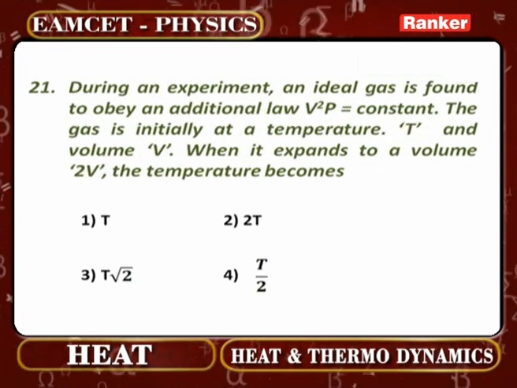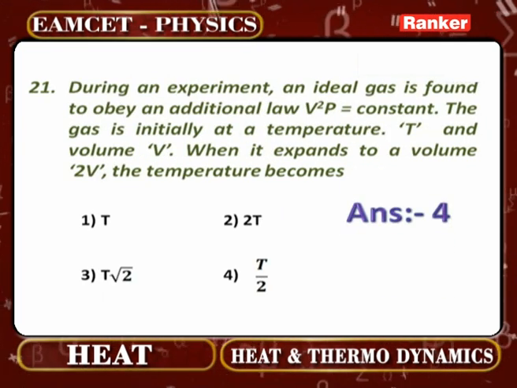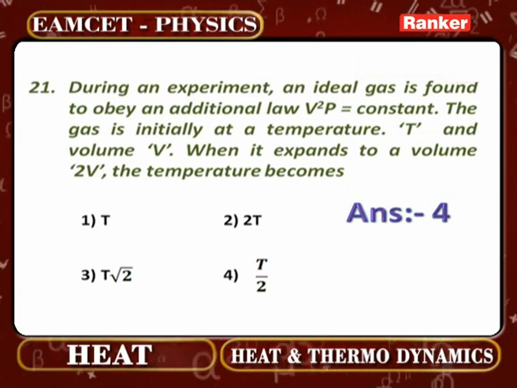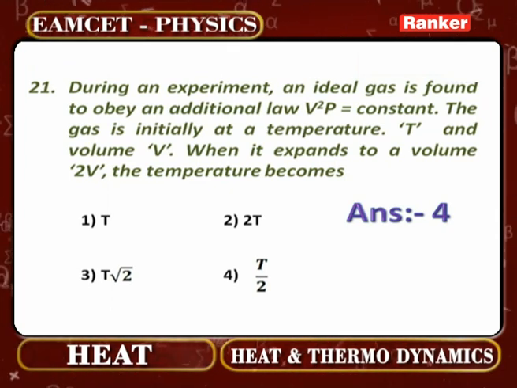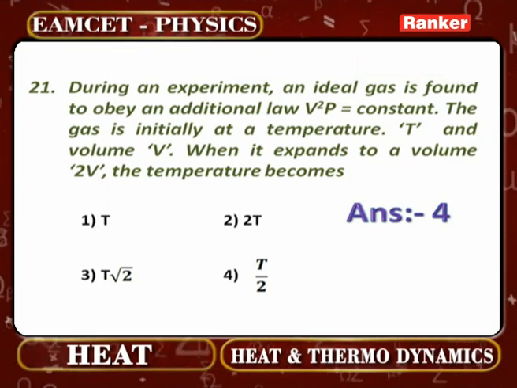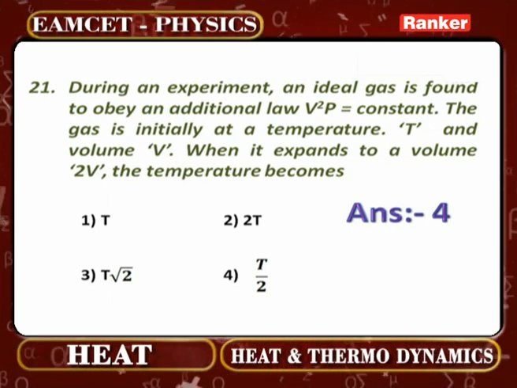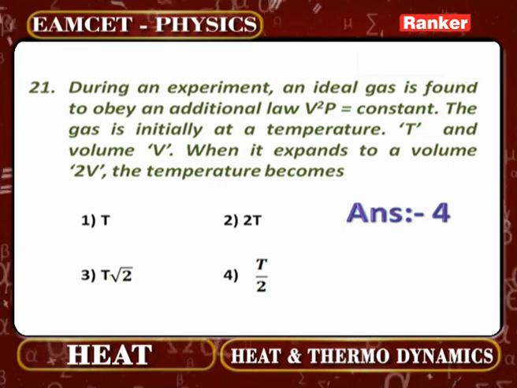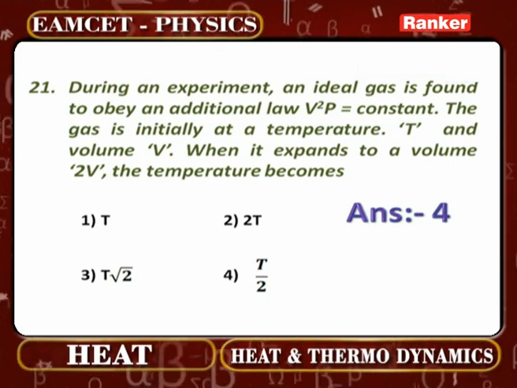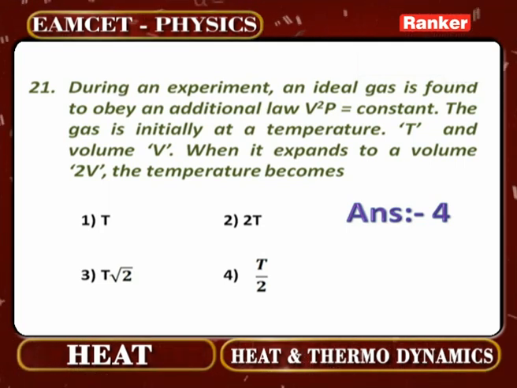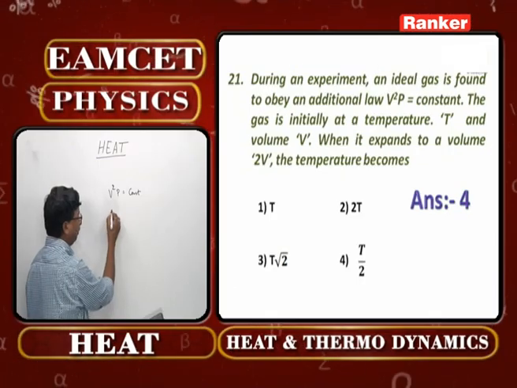Question number 21. During an experiment, an ideal gas is found to obey a law V square P is constant. One of the very important models this one is. V square P is constant. What is the question asking? The gas is initially at a temperature T and volume V. When it expands to a volume 2V, the temperature becomes? Volume is increasing and temperature is changing, but pressure is not given.